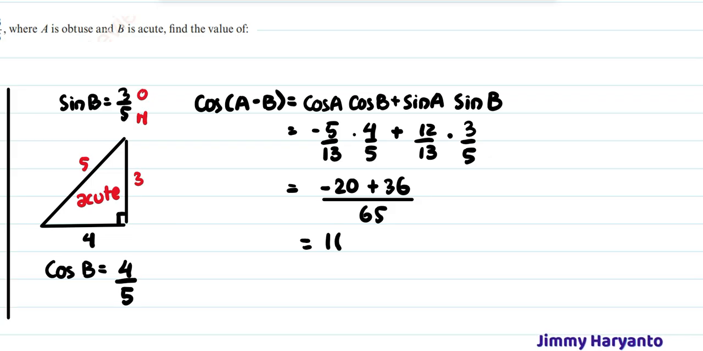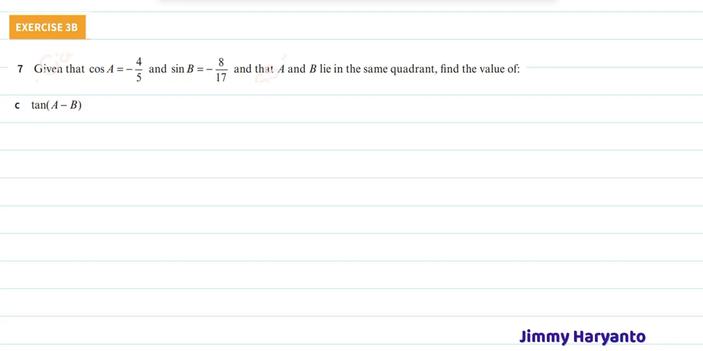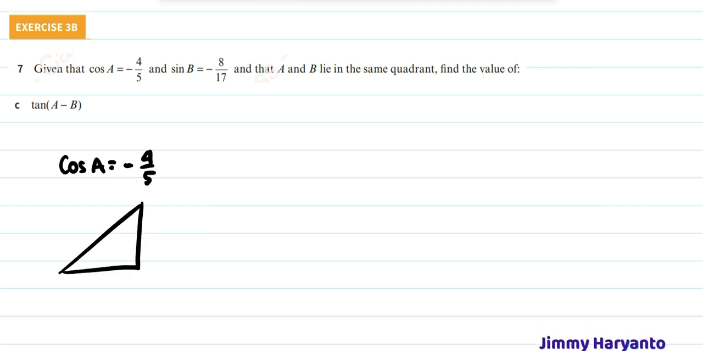So the answer is 16 over 65. That's it. And then next is 7C. For this one also the same, we have to prepare the right triangle first. So this one will be like this.